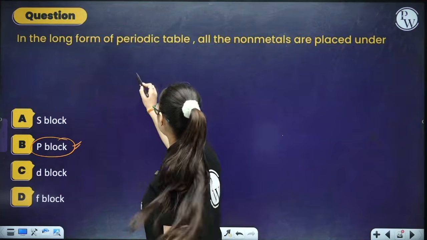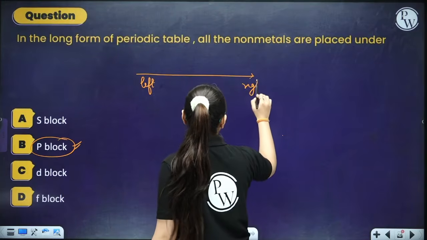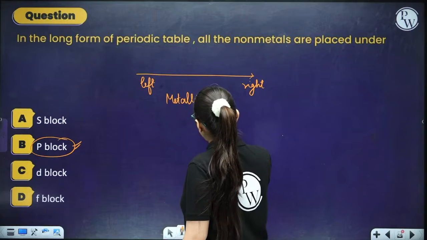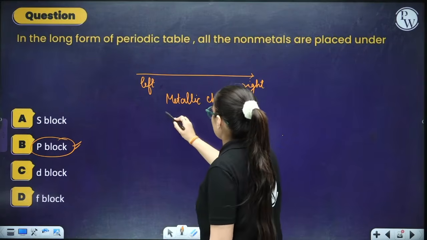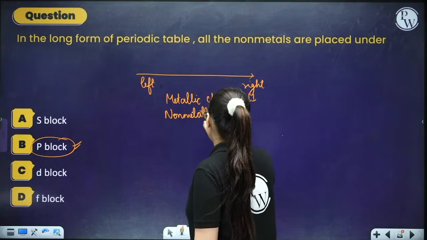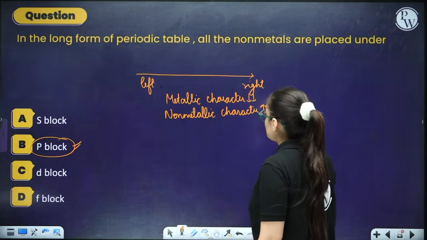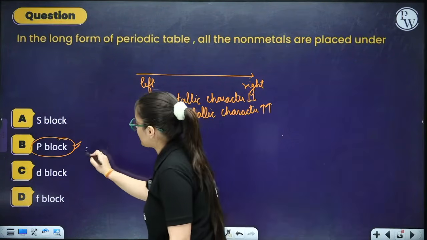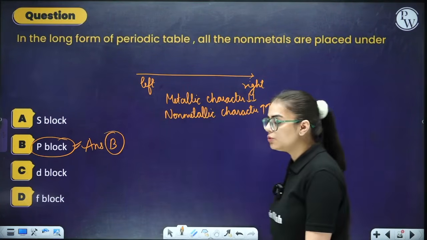Now only we have seen that when we are moving across a period, that means from left hand side to the right hand side, ma'am, metallic character is going to decrease. That means non-metallic character will increase. So that means all the non-metals are placed under the right hand side of the periodic table, that is P block elements. Hence answer comes out to be option number B. Clear everyone? Shall I move on to the next question?